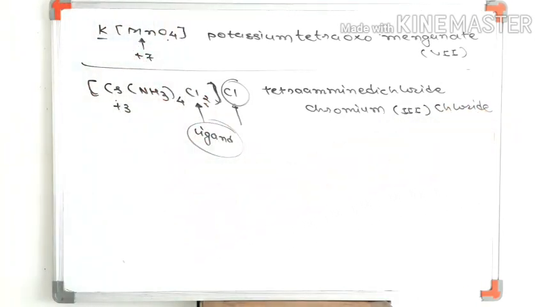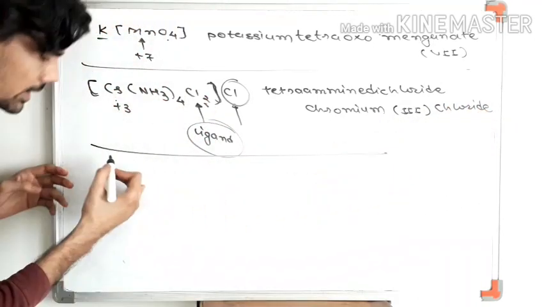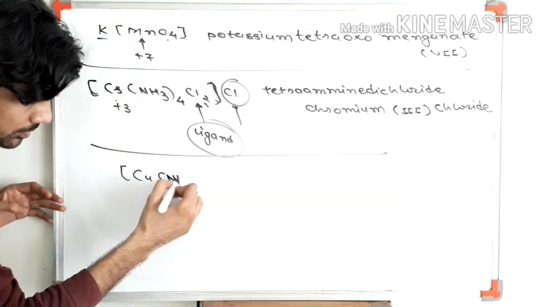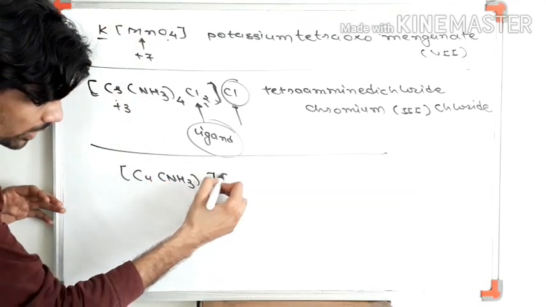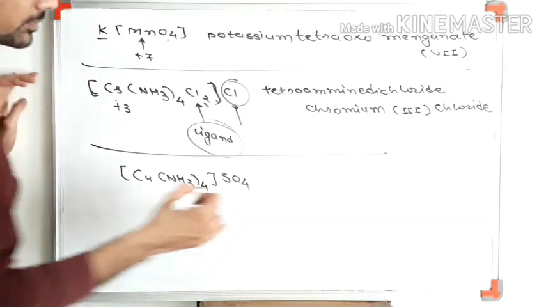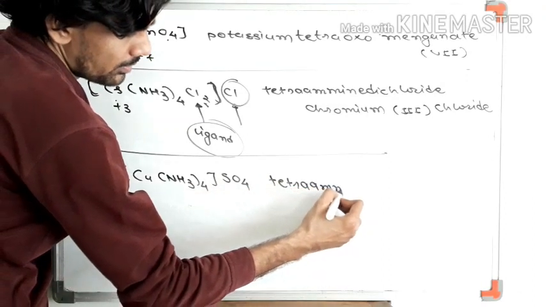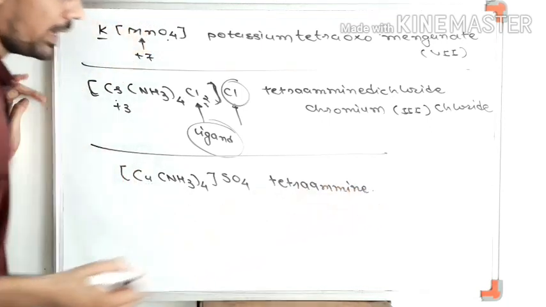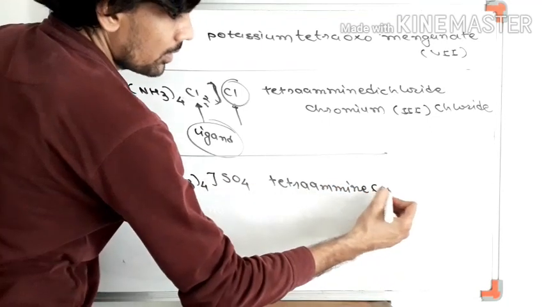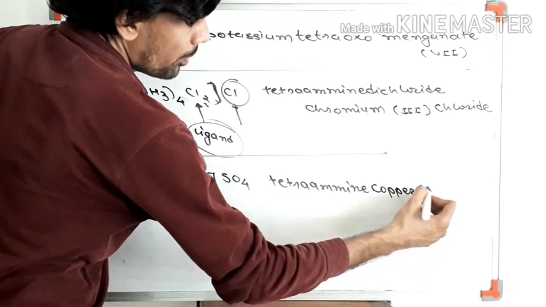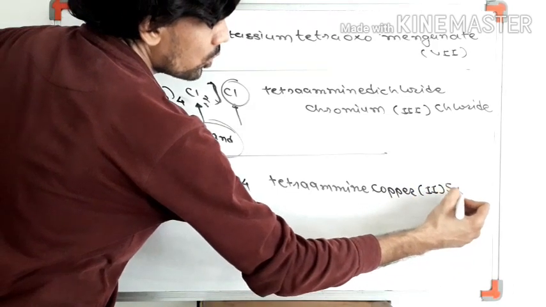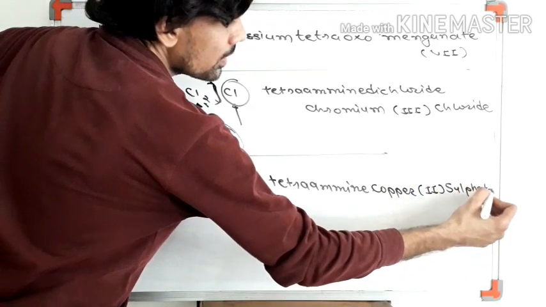Like simple, [Cu(NH3)4]SO4, then tetraamminecopper 2 sulfate.